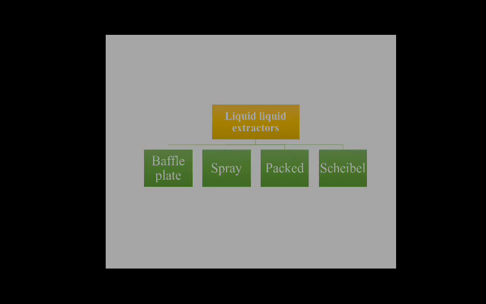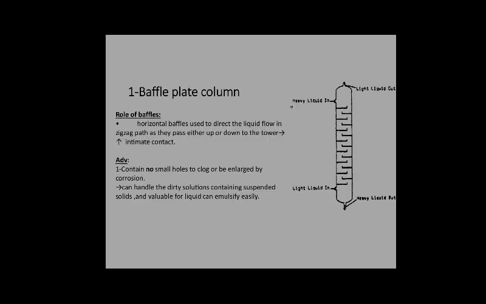Liquid-liquid extractors include baffle plate, spray, packed, and Scheibel columns. Baffle plate column, like this: a row of horizontal baffles used to direct the liquid flow in zigzag paths as they pass either up or down the tower, increasing intimate contact. Heavy liquid in from here and out from here. Light liquid in from here and out from here. They mix together and extraction occurs.